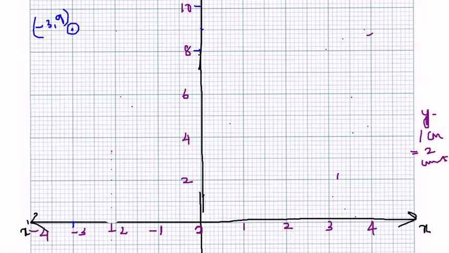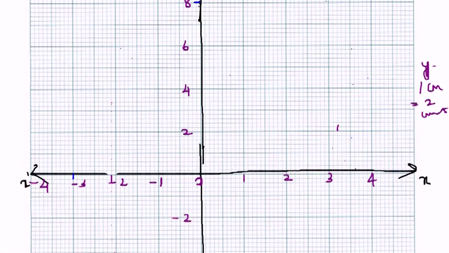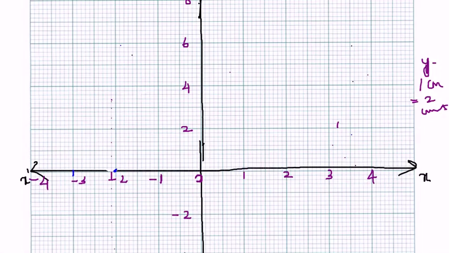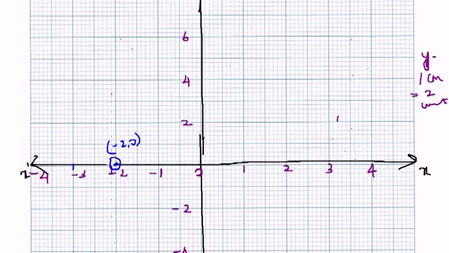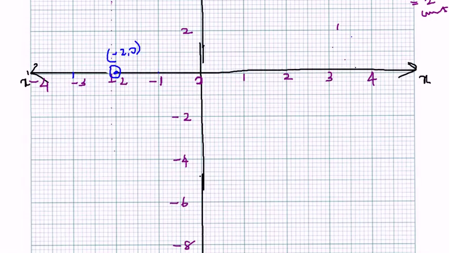Likewise, plot the second point. It is minus 2 comma 0. That is, the x is minus 2 but y is 0, right? So this is minus 2 comma 0. Then the third point is minus 1 comma minus 5. So minus 1 on the x-axis and minus 5 on the y will be here, right?